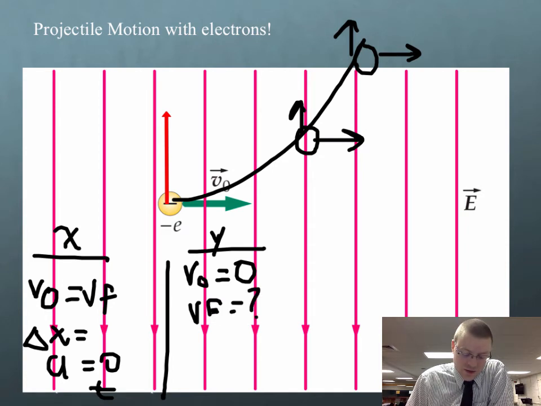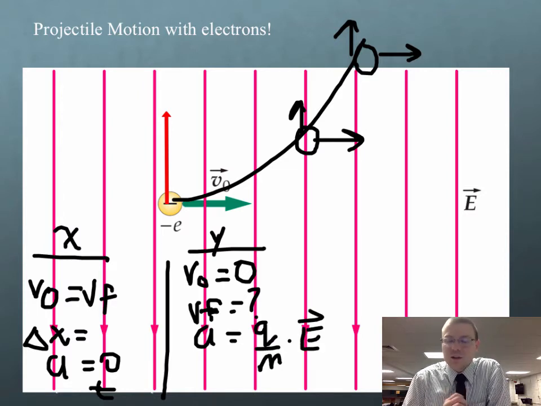But the acceleration, when we did projectiles, the acceleration was just caused by gravity. But now our acceleration is that q divided by m times the electric field. And this works in nice, steady electric fields. If you had an electric field from a point charge, the charge would accelerate away or towards that point charge. However, the electric field strength would be changing with distance, so you'd have to integrate.